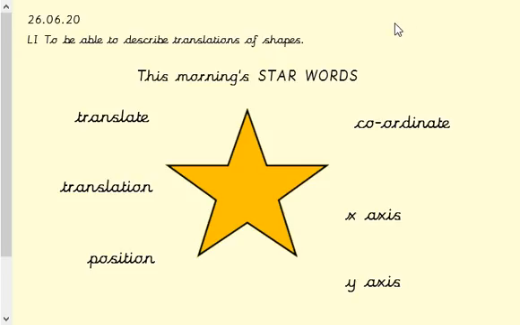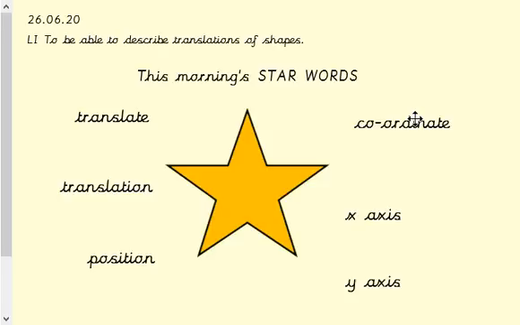Okay, our learning intention today is being able to describe translation of shapes. A little bit of a follow-on from yesterday's lesson. Our star words this morning again would be translate, which means to move the shape. Translation, which is the process of moving the shape. Position, we're changing the position of the shape from one point to another point.